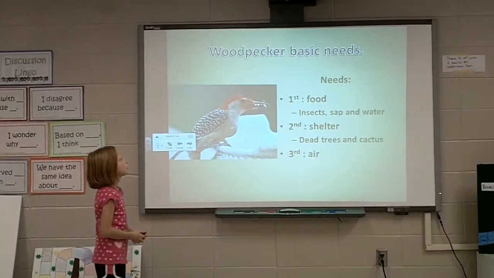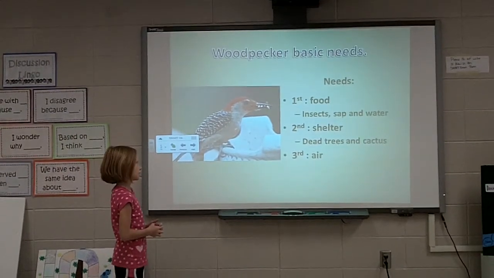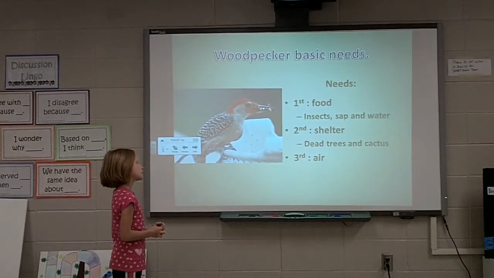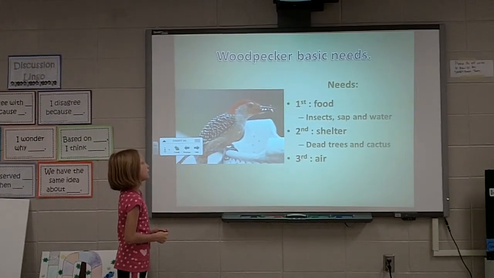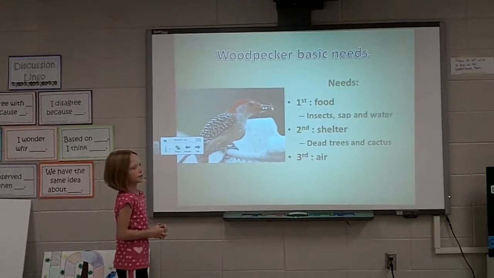Woodpecker basic needs. The first basic need is food. Their food is insects, sap, and water. The second basic need is shelter. Their shelter is dead trees and cactus. The third basic need is their air.